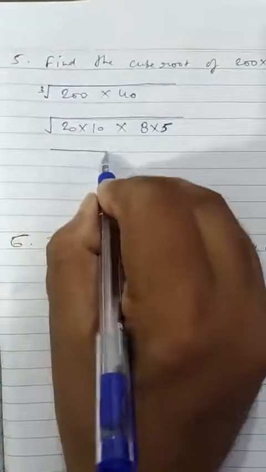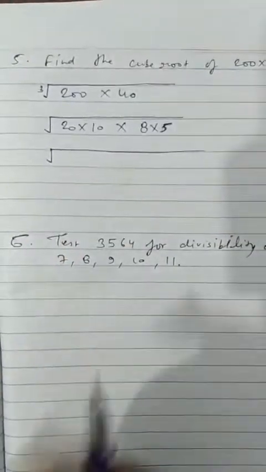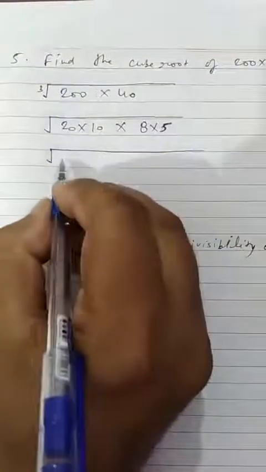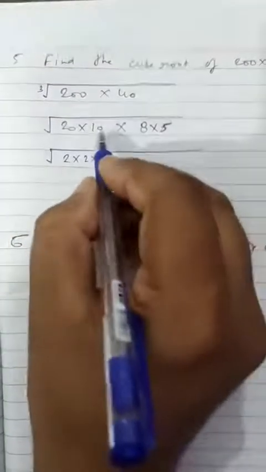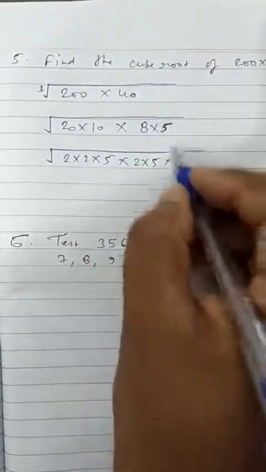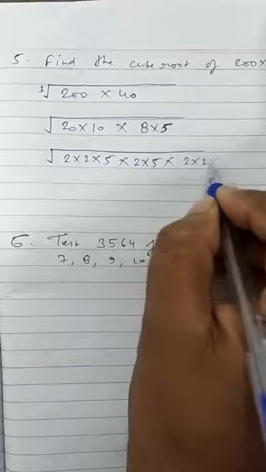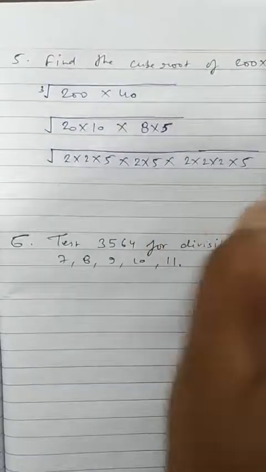As it is written as a product of primes, 20 can be written as 2 times 2 is 4, 4 times 5 is 20, and 10 can be written as 2 times 5, 10. 8 can be written as 2 into 2 into 2, and 5 can be written the same.